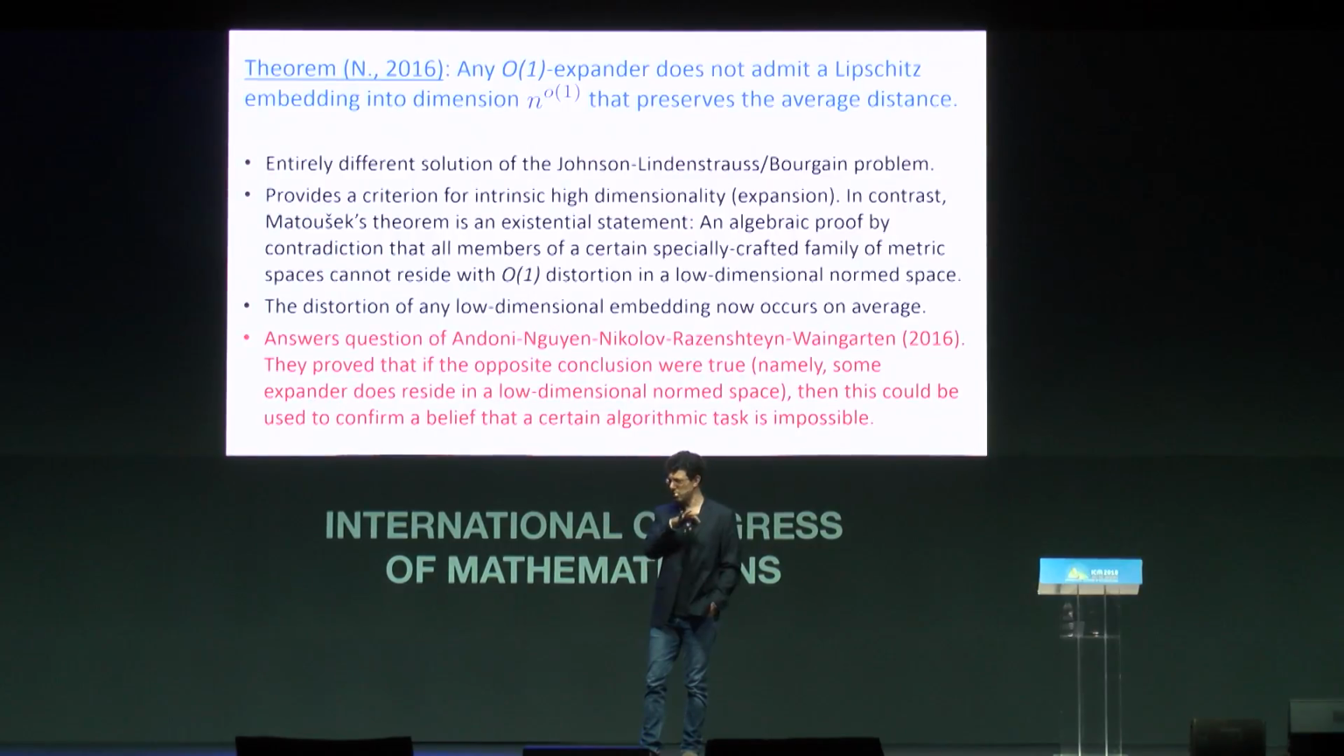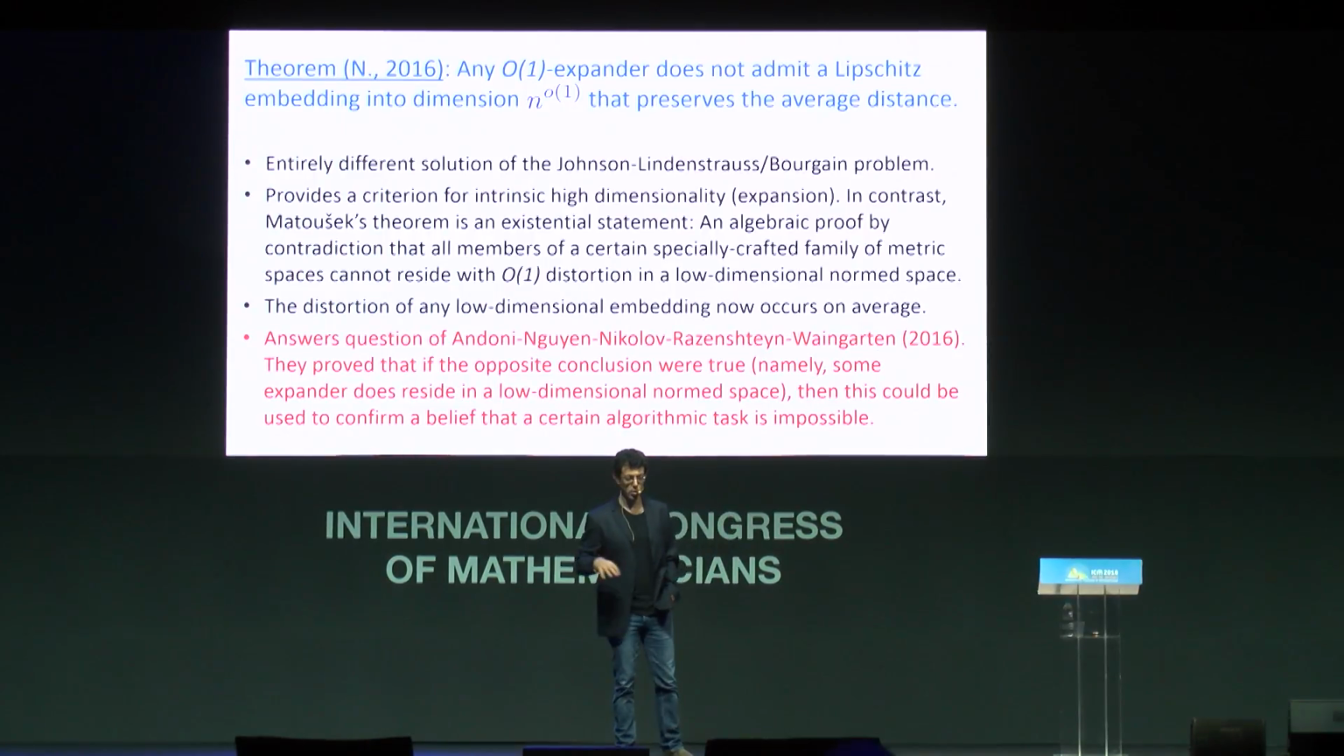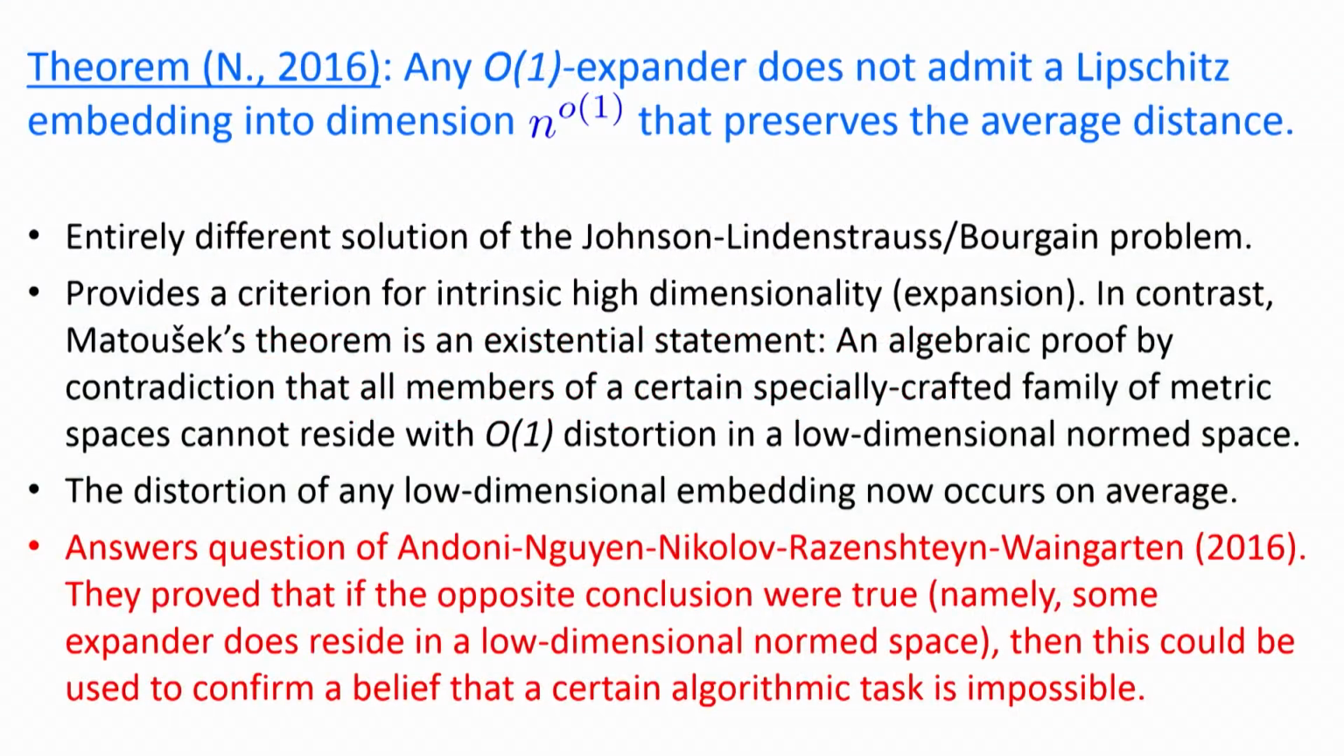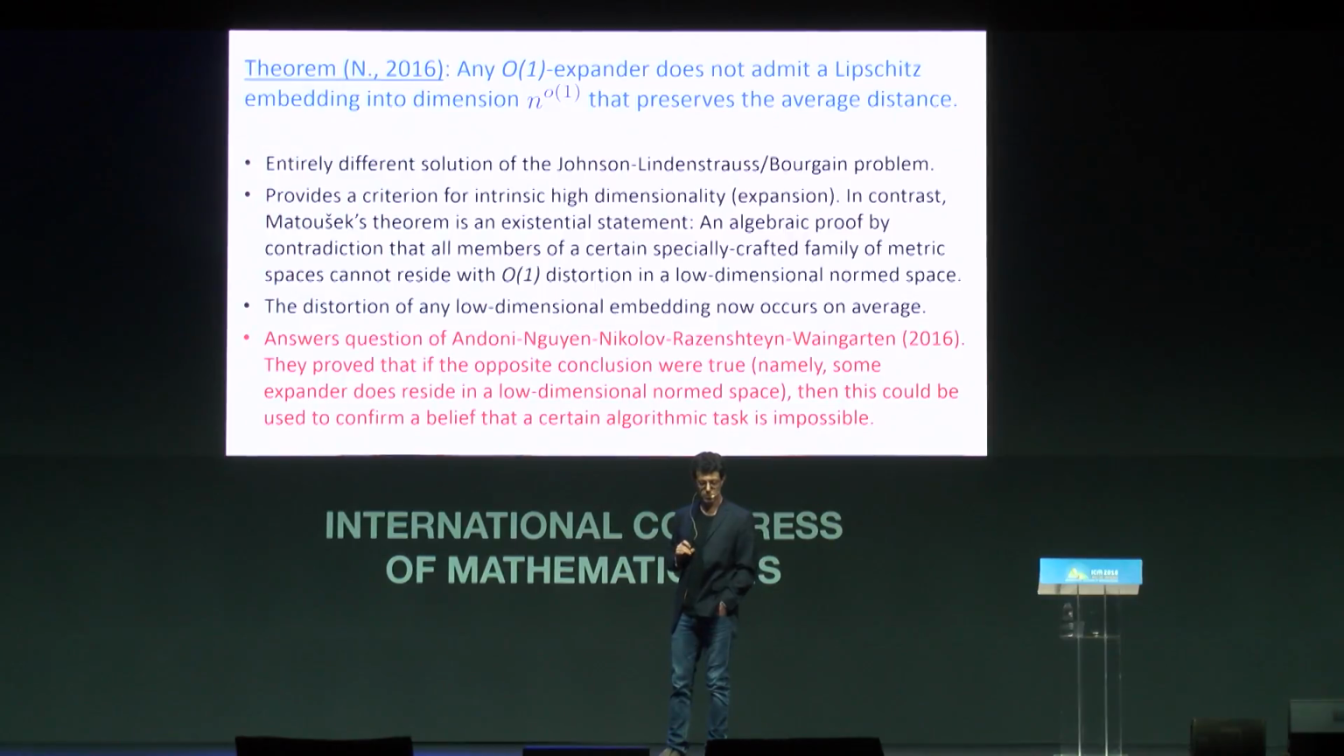And this specific question about embedding expanders into low dimensions was asked by computer scientists Andoni, Nguyen, Nikolov, Razenshteyn, and Waingarten. And they actually expected the opposite, that you could embed expanders into some low-dimensional norm because that would confirm a widespread belief at the time that a certain algorithmic task is impossible to do. Okay, so we have really bad news. You cannot lower the dimension, their conjecture is false. But they asked this conjecture because they believe that some algorithmic task cannot be done. So what happens when you disprove such a belief?